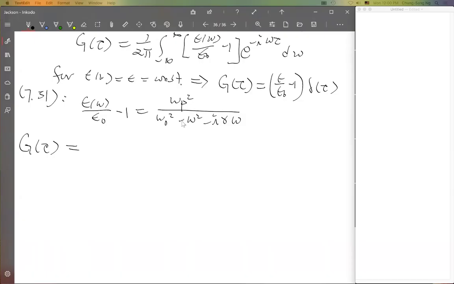Because there's minus omega square in here, we'll actually flip the sign and get this as a second order polynomial for omega, starting with omega square. So we'll get minus omega_p square over 2 pi, and then we'll integrate. And so you have this e to the minus i omega tau and d omega.